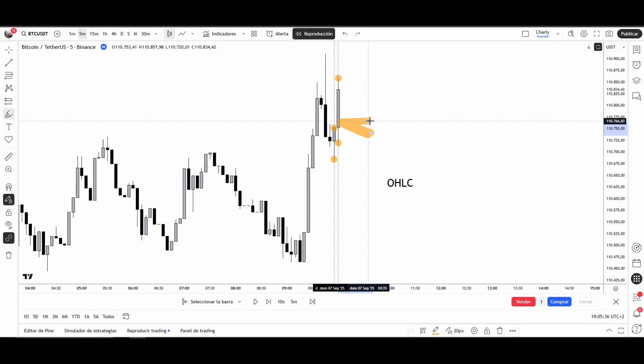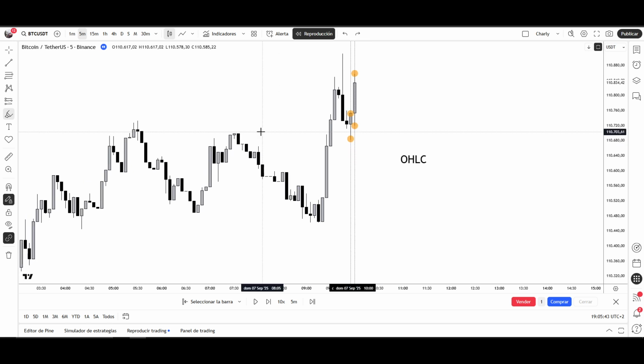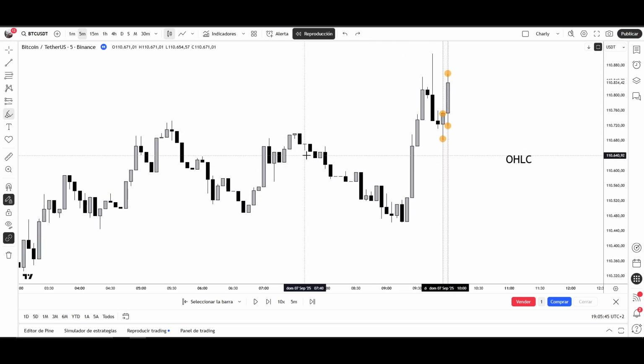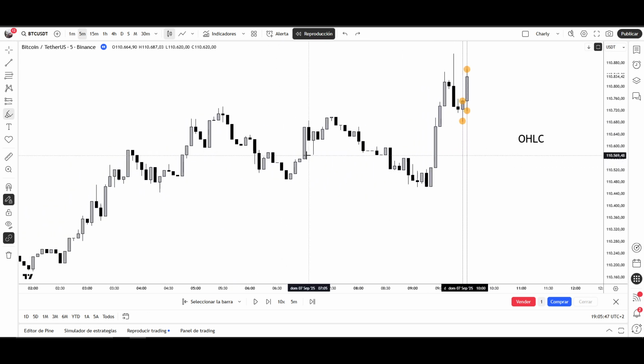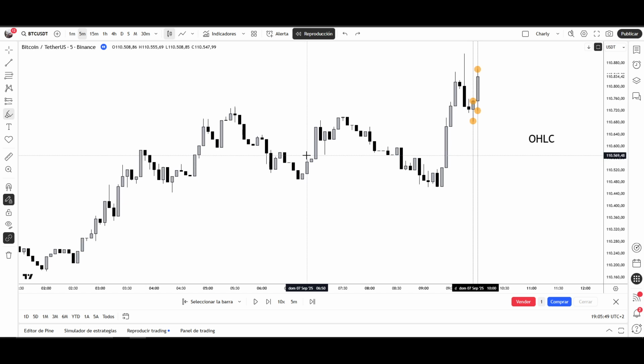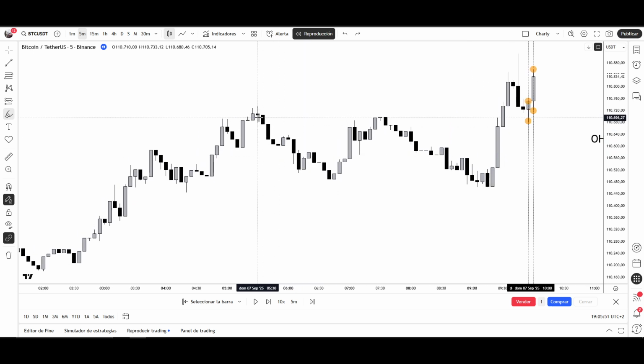I'm using this in the 5 minutes, but this will clearly work out on the weekly, daily, H4, whatever. So we always have variations, and the only variation is, for example, in candles like this.